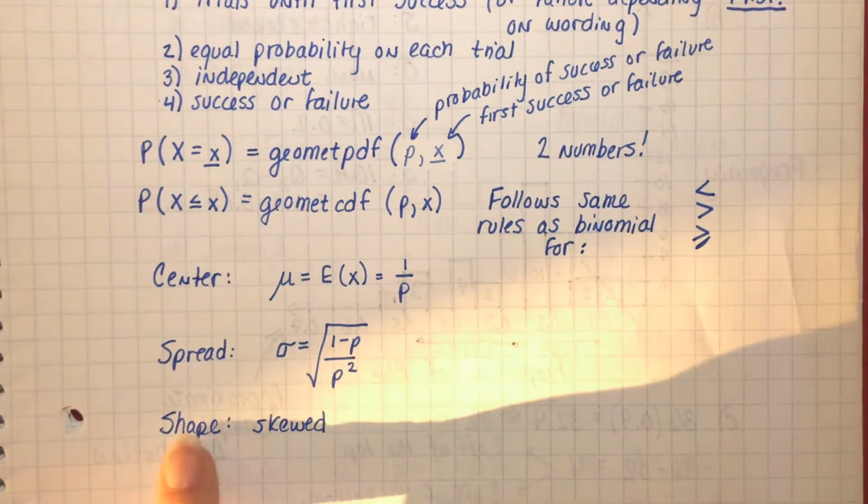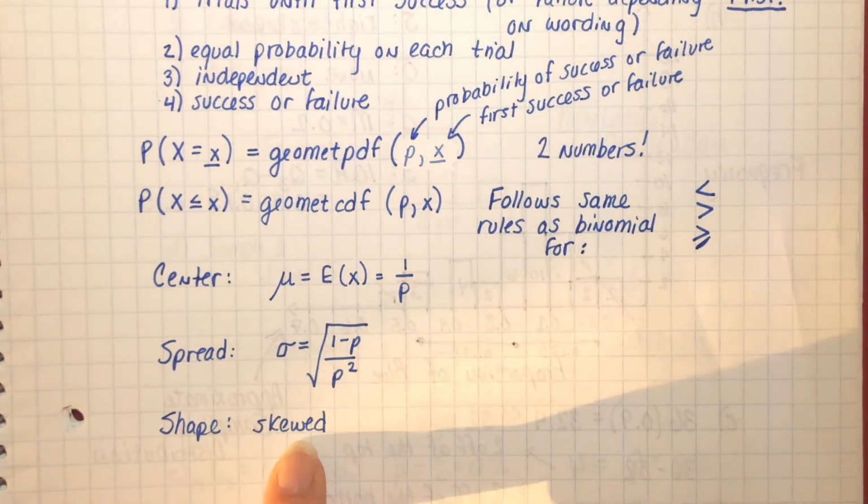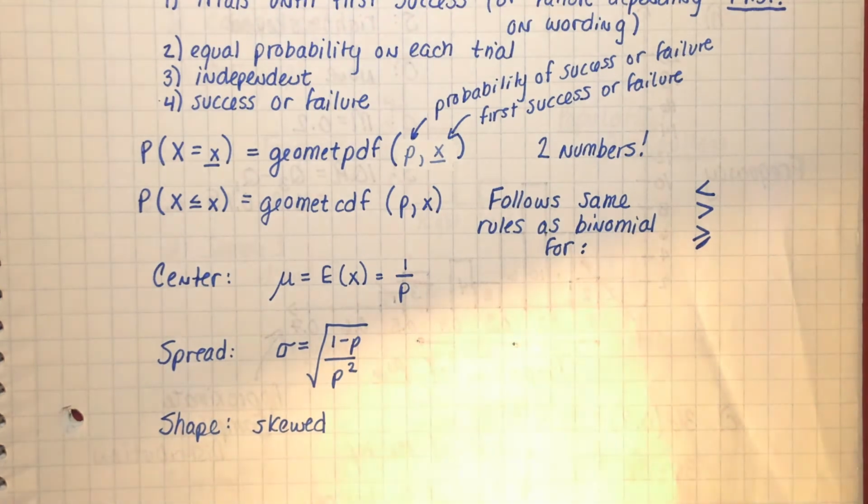And the shape of geometric is always going to be skewed. I want you guys to think in your mind about a geometric sequence, and it's an exponential graph. So that's clearly going to be curved and clearly going to be skewed because it starts out with a lot and then kind of trickles off.